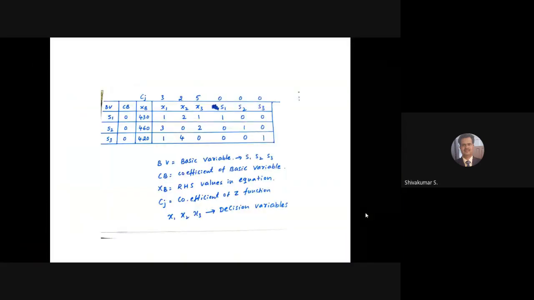Okay, I hope all of you wrote the table. Basic variable column S1, S2, S3. Coefficient of basic variable, you can see that S1, S2, S3 got 0, 0, 0, so write 0, 0, 0. XB, that is RHS values, 430, 460, 420. And you have these variables, x1, x2, x3, s1, s2, s3. Correspondingly, write down the coefficients there: 1, 2, 1, 1, 0, 0, 3, 0, 2, 0, 1, 0, 1, 4, 0, 0, 0, 1. These are the coefficients in the equation.